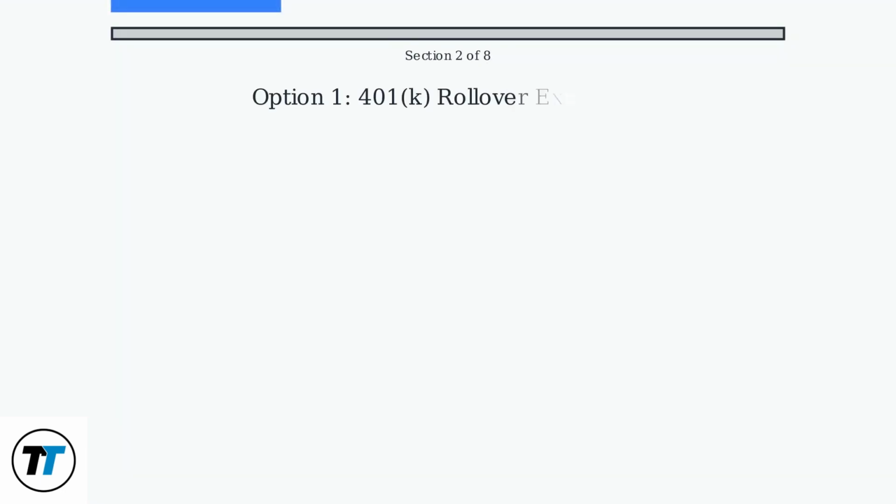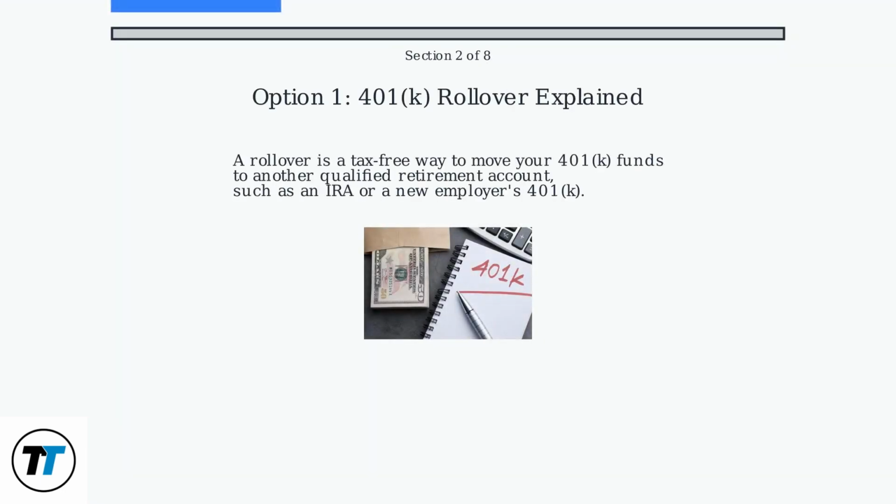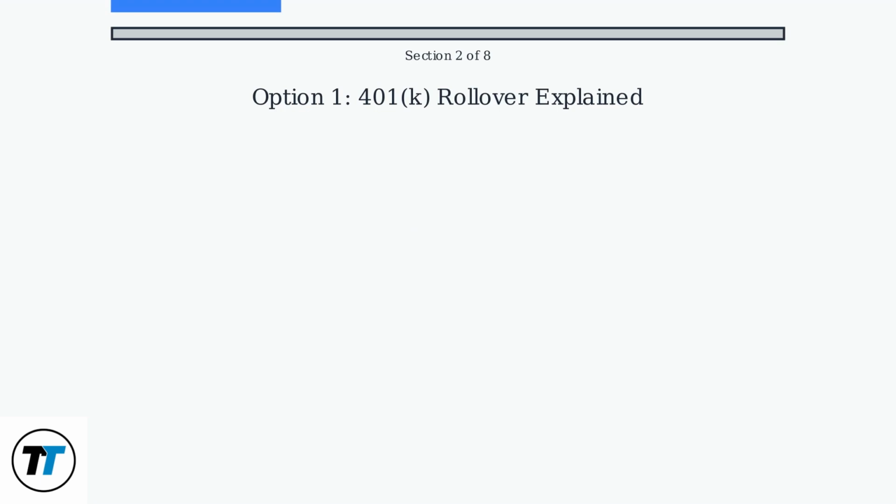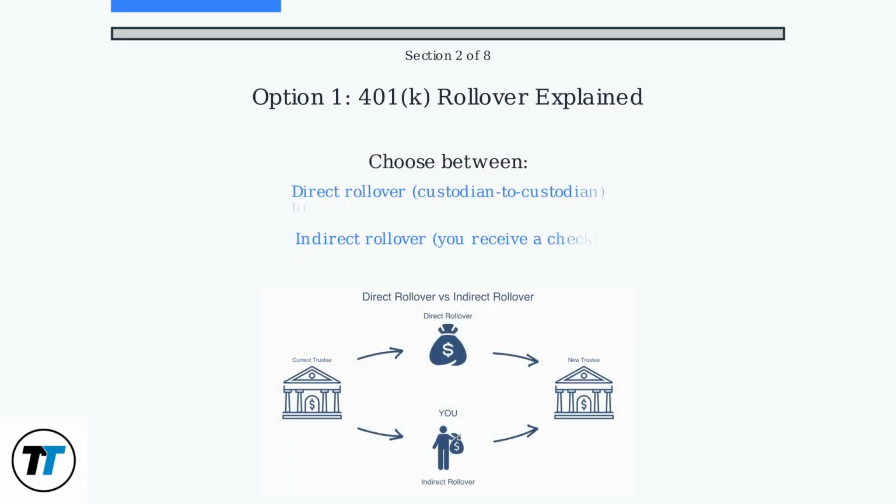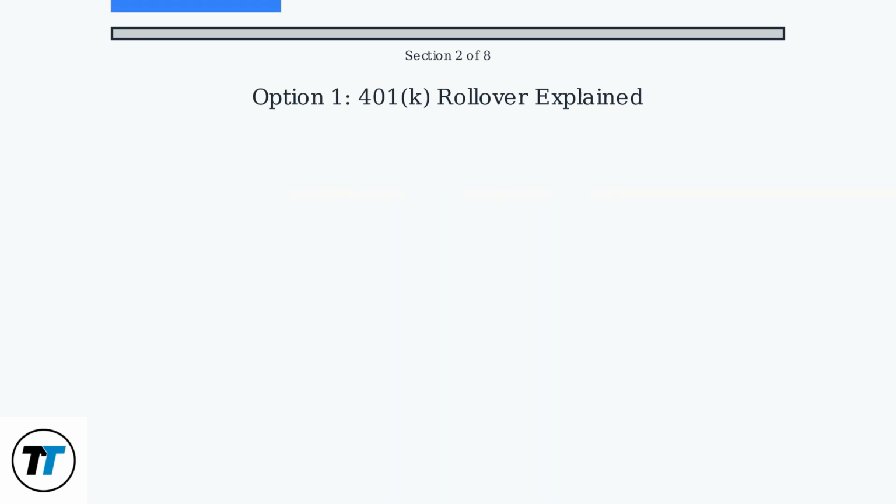A rollover is a tax-free way to move your 401k funds to another qualified retirement account, such as an IRA or a new employer's 401k. Choose between a direct rollover, custodian to custodian, to avoid taxes being withheld, or an indirect rollover where you receive a check but 20% is withheld.